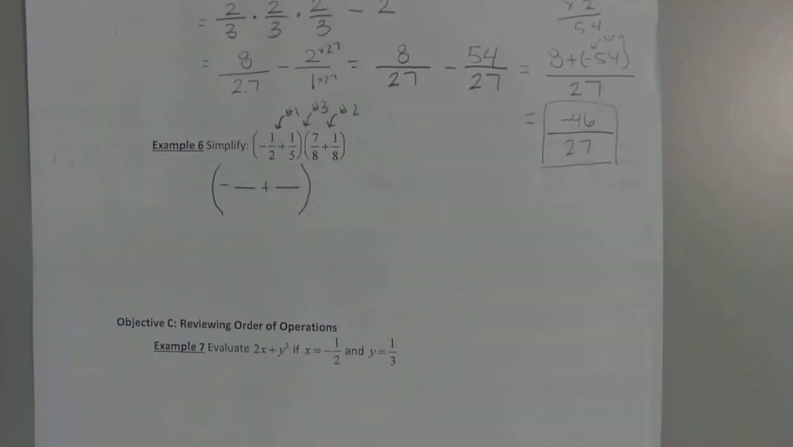All right? So let's write a giant fraction here, negative something plus something. We need a common denominator for that first set.